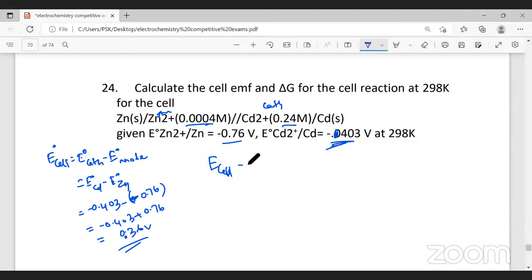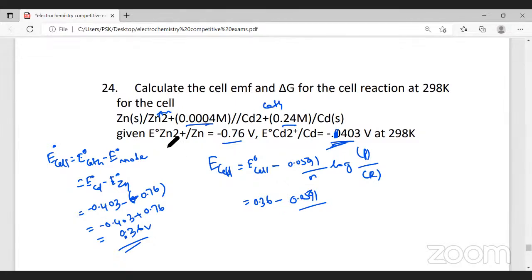EMF of the cell, or E cell, is equal to E naught of cell minus 0.0591 divided by n log of product concentration by reactant concentration. So E naught of cell we found out to be 0.36 minus 0.0591 divided by, what is n here in this equation? 2 electrons are lost at zinc and 2 electrons are gained at cadmium. Therefore, n value is 2. Log of, what's the reactant here? Zinc is the reactant.